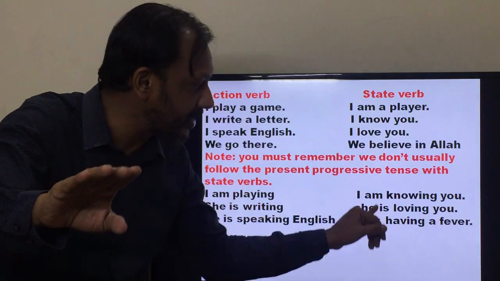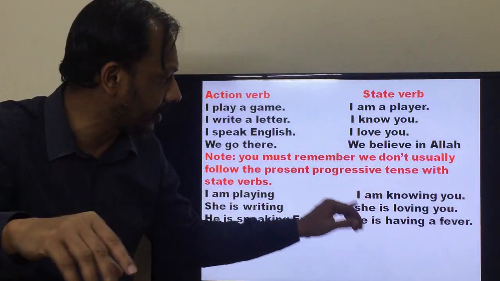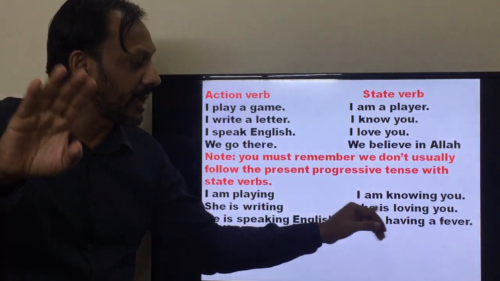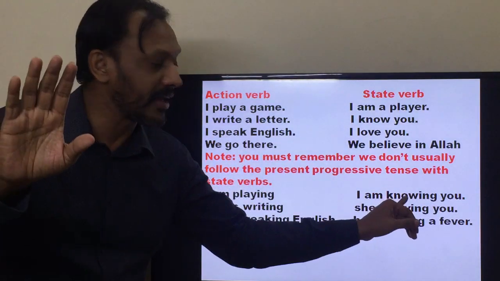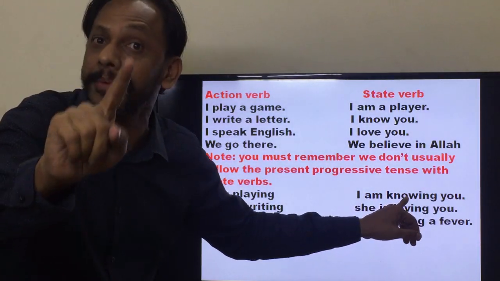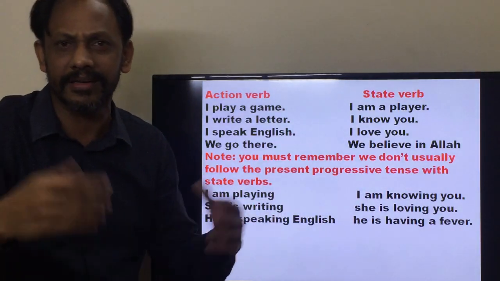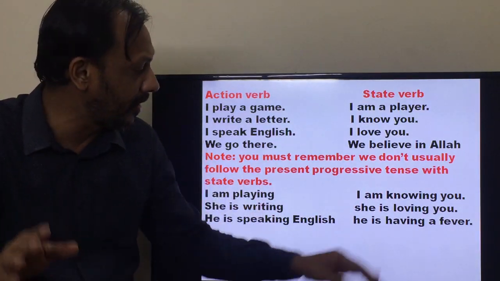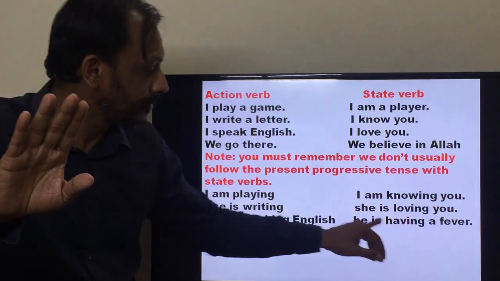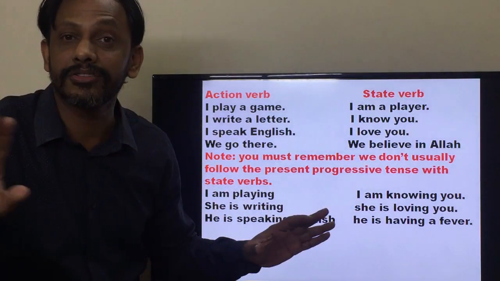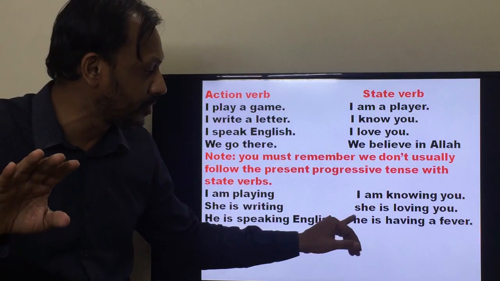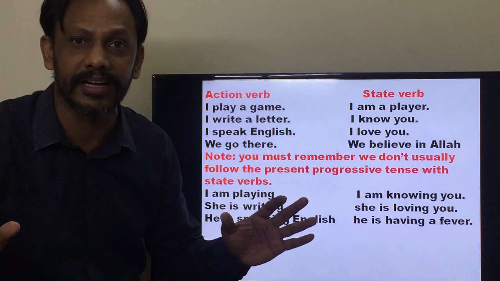We do not use the ing form with these verbs. Like here, I know you. You can never say I'm knowing you. Knowing is incorrect here as a verb. We could use it as a noun, as a gerund form, but here as a verb it is incorrect. She's loving you. Loving is not a verb here. Remember, if you use she's loving you, it's an incorrect sentence.